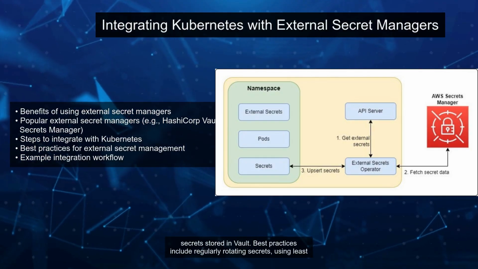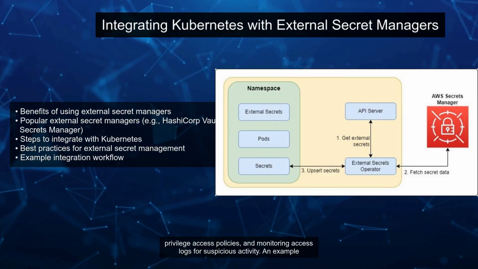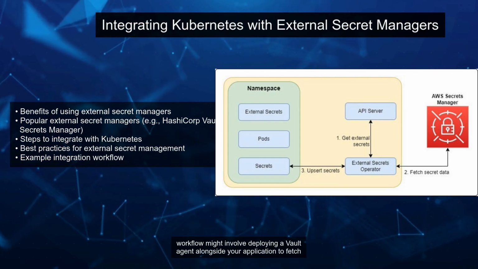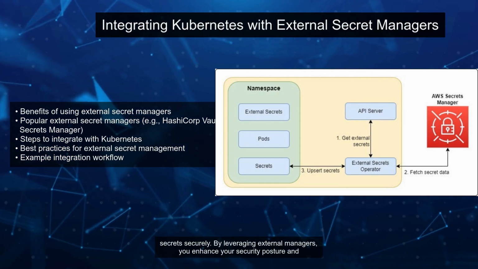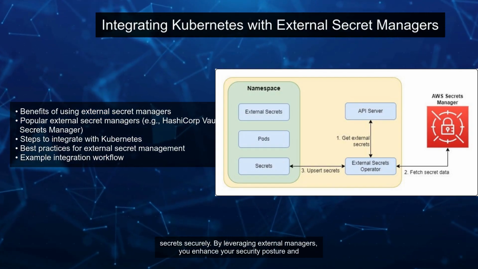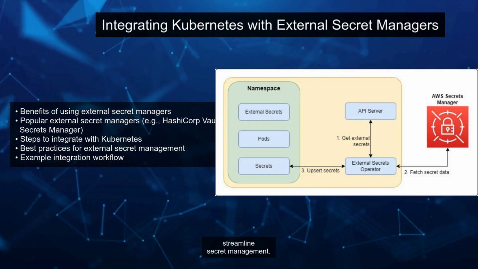For instance, using the Vault Kubernetes auth method, you can authenticate pods to access secrets stored in Vault. Best practices include regularly rotating secrets, using least privilege access policies, and monitoring access logs for suspicious activity. An example workflow might involve deploying a Vault agent alongside your application to fetch secrets securely. By leveraging external managers, you enhance your security posture and streamline secret management.